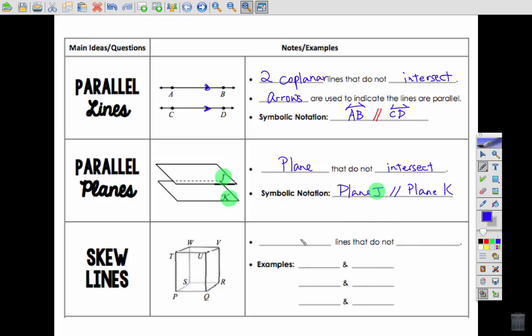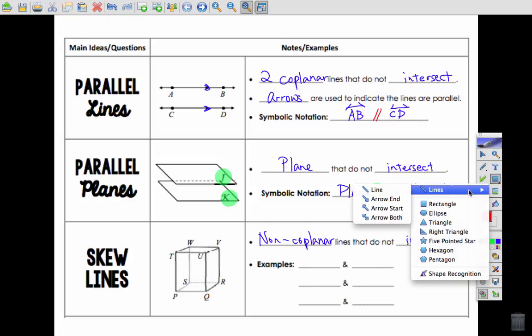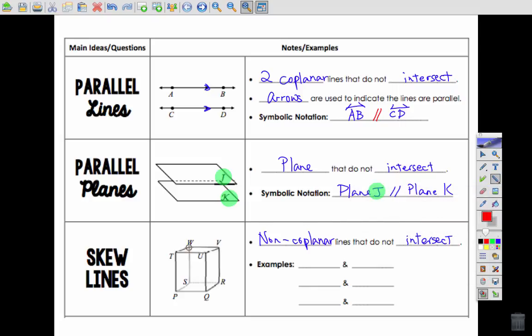Skew lines. Skew lines are a little bit more challenging. They are non-coplanar, meaning they're not on the same plane. Non-coplanar lines that do not intersect. So if you compare this with parallel lines earlier, the difference is that in this case they're not on the same plane.